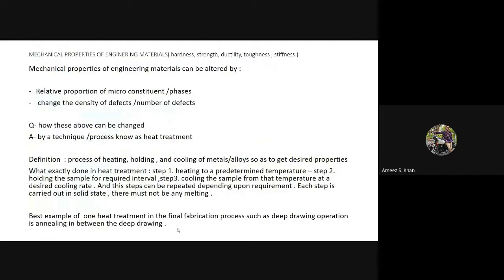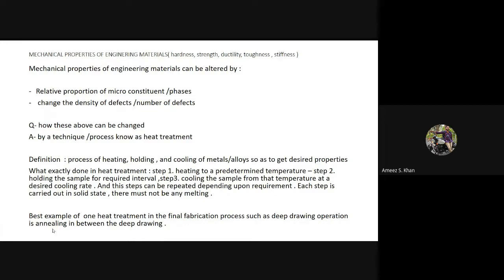Sir, during the deformation is annealing done, or after that? Yeah, this is a very nice question. Suppose you do deep drawing first. You have deformed the material to a large extent, but you haven't reached the desired shape after the first deep drawing. So you need to do deep drawing again to reach the final shape, right? But you cannot draw it, obviously due to the strain hardening effect, because it is a cold working process. So what you need to do is annealing.